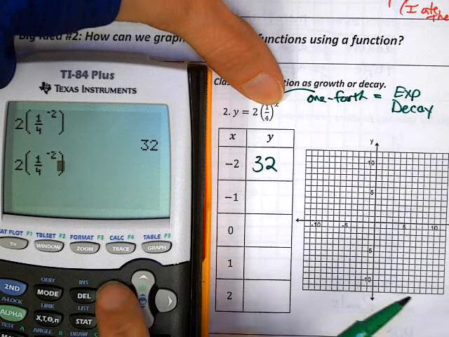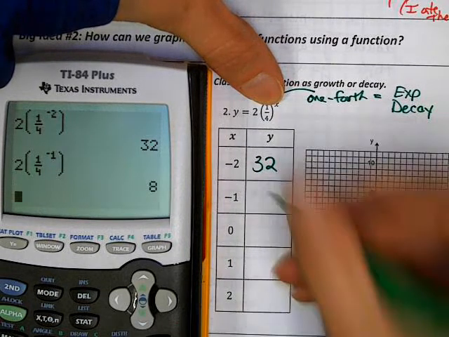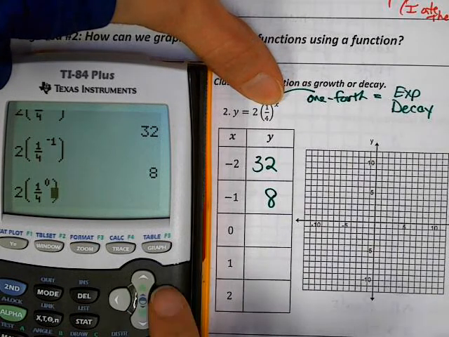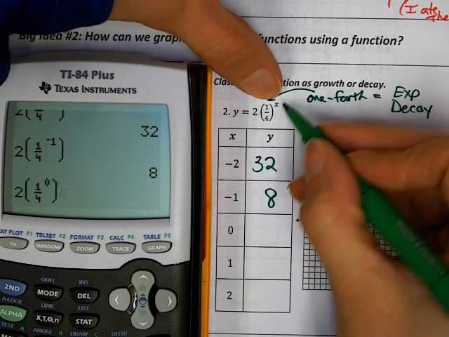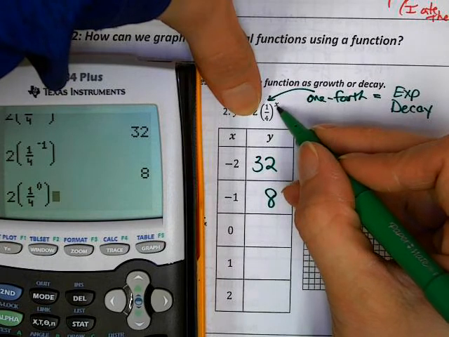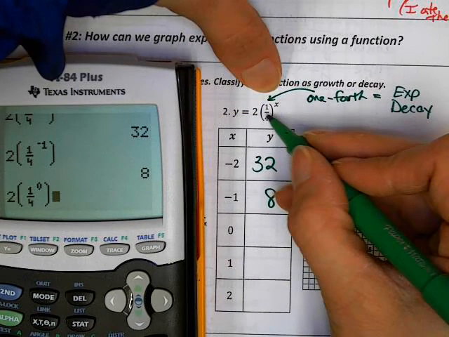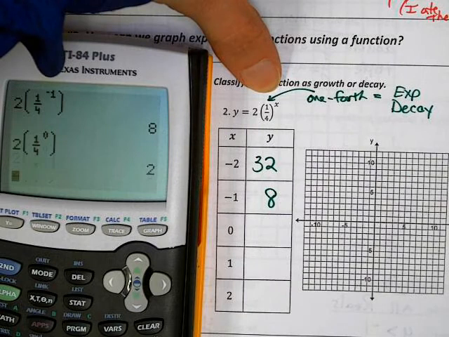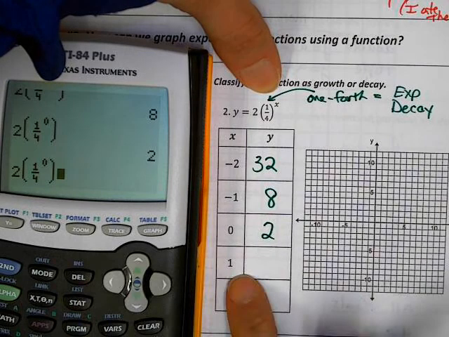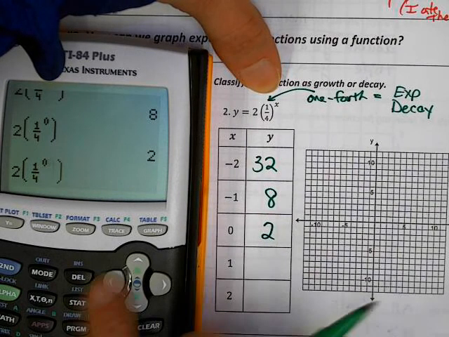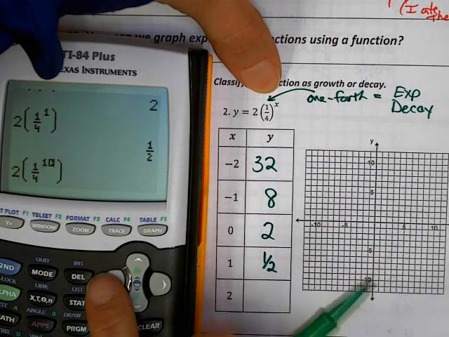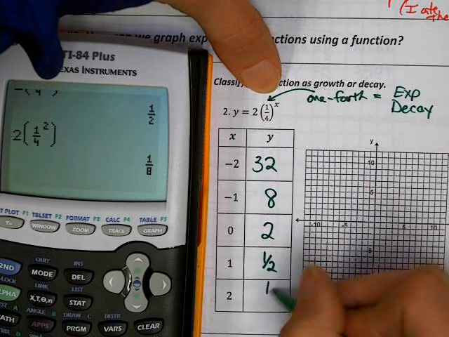Second enter, I'm going to change -2 to -1. That's 8. Type in a 0. I should know this: if I put 0 right there, 1/4 to the 0 power becomes 1. 1 times 2, I think the answer is going to be 2. Yes, we should know that from our exponent chapter. Let's change 0 to a 1. The answer is a half. And finally, if you change it to a 2, I get 1/8.